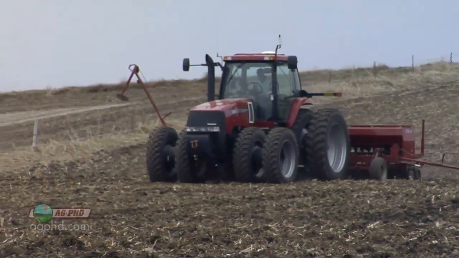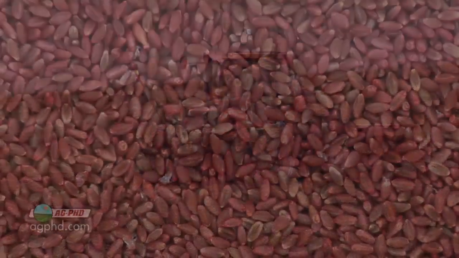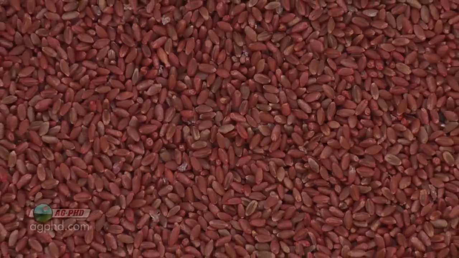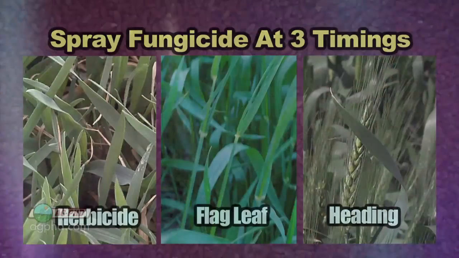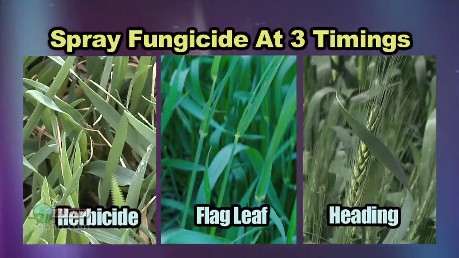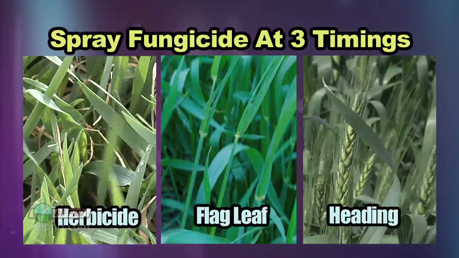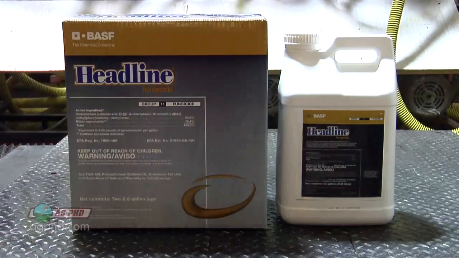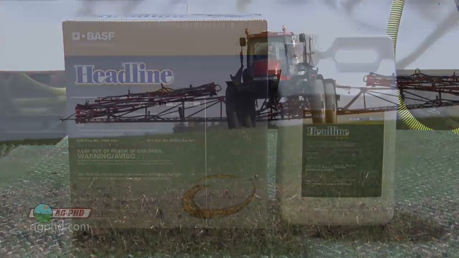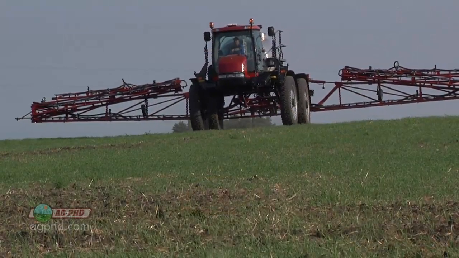So again, when we're talking about diseases, it starts with a really good seed treatment. We want to make sure we've got good protection right on that seed. And then we've got 3 different timings we can spray during the season, or that we would recommend spraying during the season with fungicide on wheat. Well, at herbicide timing, it's a great time to put a foliar fungicide right in when you're already out there spraying. Why not kill 2 birds with 1 stone and get 2 jobs done at the same time?